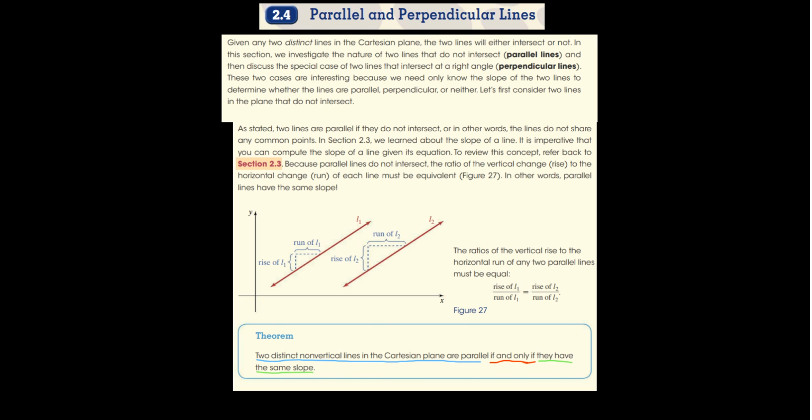So basically, reading it forward is just the way it is, right? But reading it backwards would be, they have the same slope if and only if two distinct non-vertical lines in the Cartesian plane are parallel. So whenever you see the phrase if and only if, that just means that it's as logical forward as it is backwards.